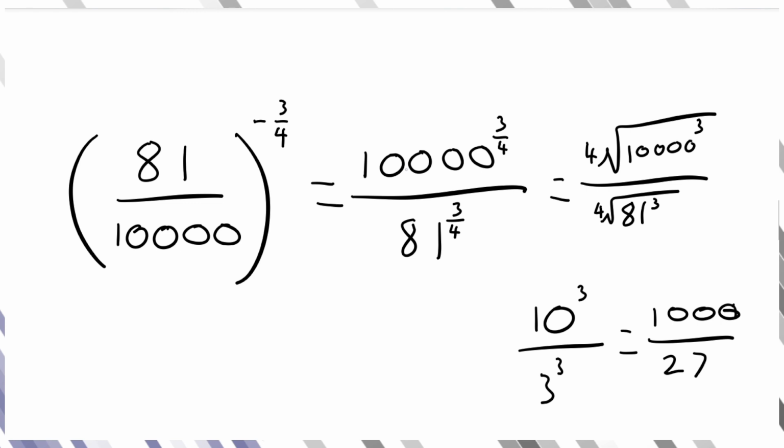So there you go. 81 over 10,000 to the power of minus 3/4 is 1,000 over 27.